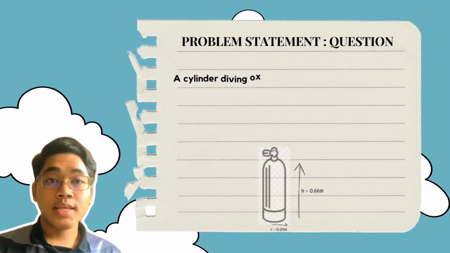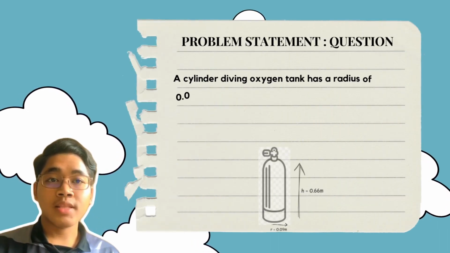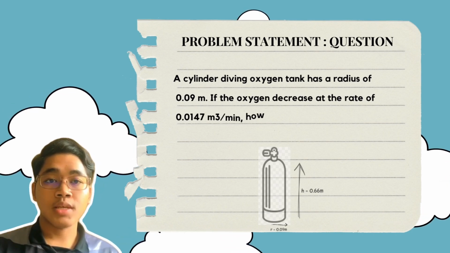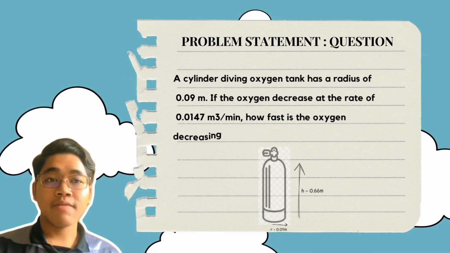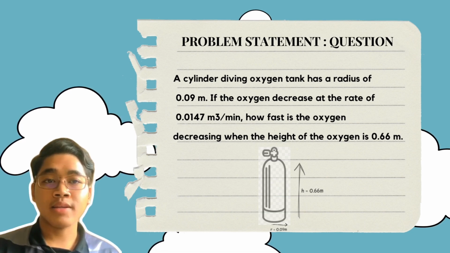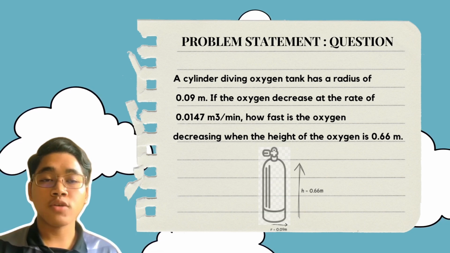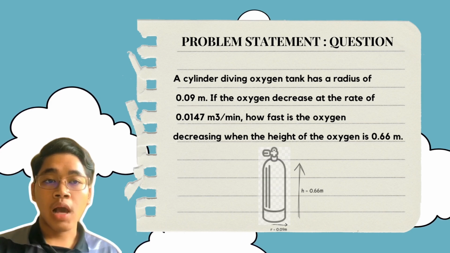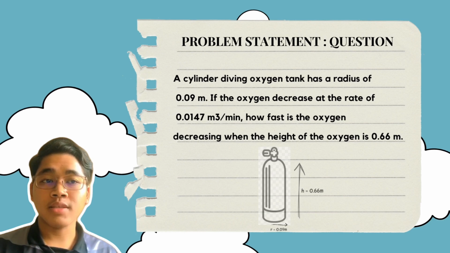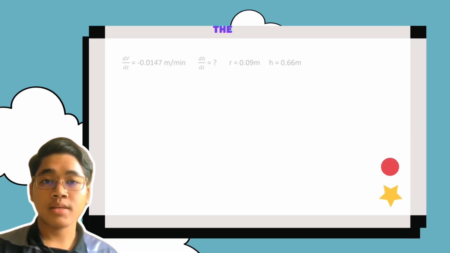What we want to study is about a scuba diving oxygen tank that people always use to go diving into the underwater. The question is, a cylinder diving oxygen tank has a radius of 0.09 meter. If the oxygen decreases at the rate of 0.0147 meter cube per minute, how fast is the oxygen decreasing when the height of the oxygen is 0.66 meter?